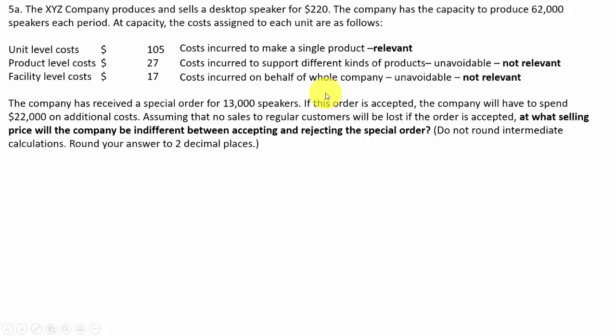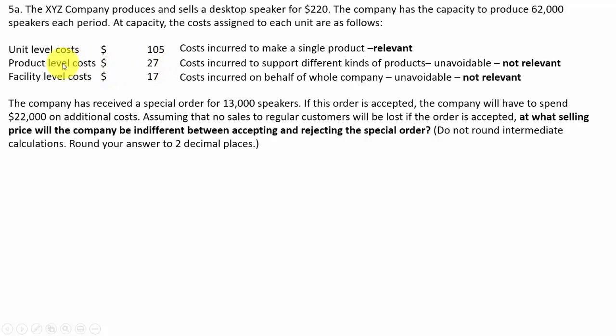And facility level cost, again, in your book, you'll see that this is a cost incurred on behalf of the whole company. It's unavoidable and it's not relevant. It might be something like a marketing cost or some administrative cost, but it's not something that's directly a cost of the specific product we're making, which is really only $105.